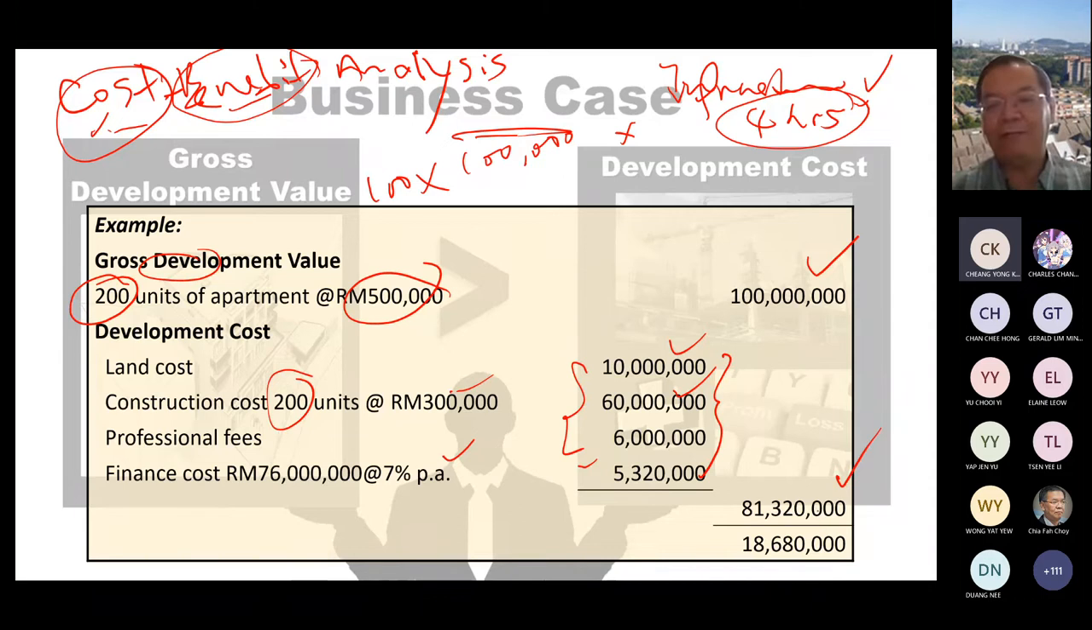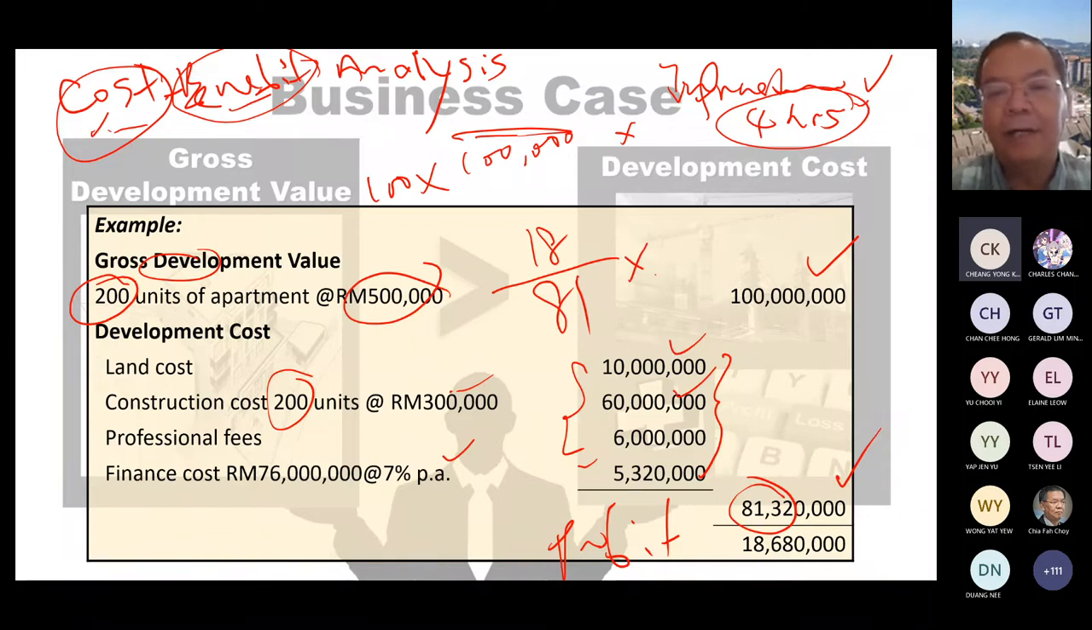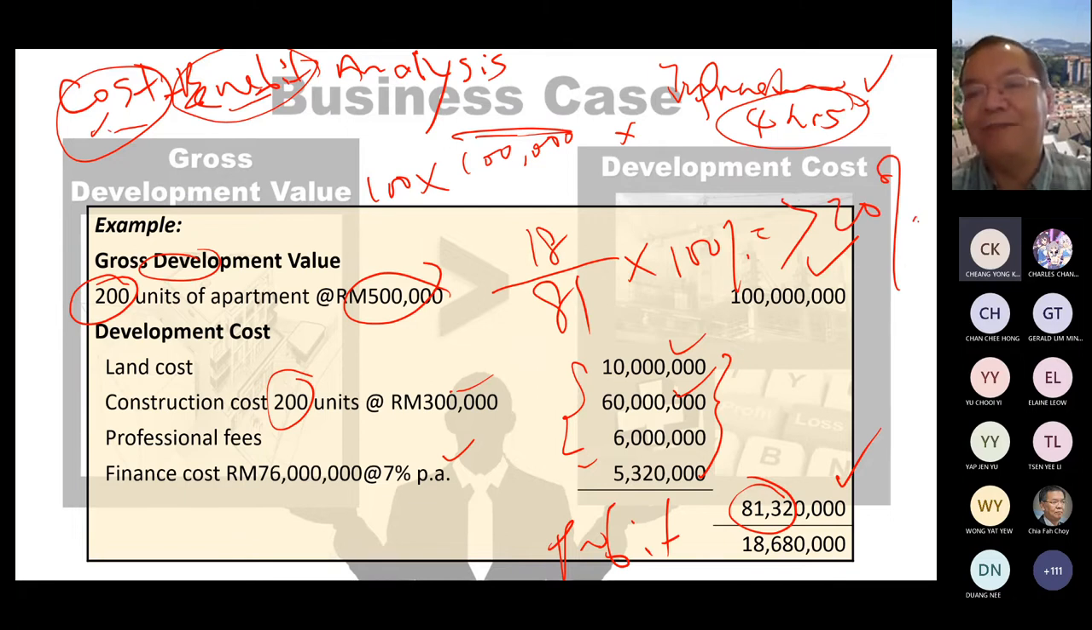100 million divided by 81 million, that is 18.6. You will have a profit of 18.68. So here, 18 million divided by the cost, which is 81 million, you will get a figure. Let's say you get a figure of more than 20% for a development project. Normally we need to get at least 20% before we go ahead to develop. So if you get a figure more than 20%, your surplus divided by your cost, then it means the project has established the business case and it can go ahead.